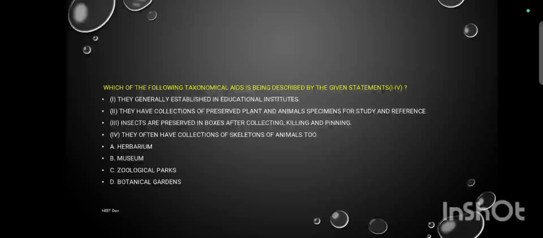They are generally established in educational institutes. Statement 2. They have collections of preserved plants and animal specimens for study and reference. Statement 3. Insects are preserved in boxes after collecting, killing and pinning. Statement 4. They often have collections of skeletons of animals too. So, this is a description of museum. So, the correct answer is B.